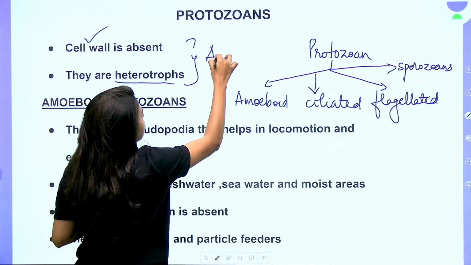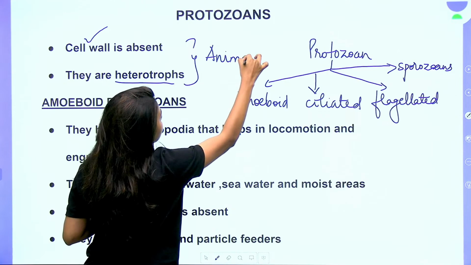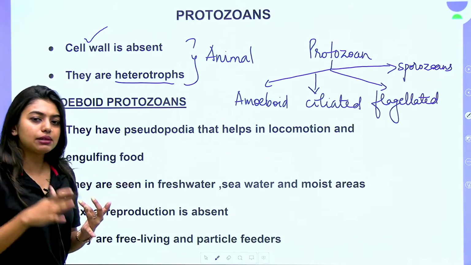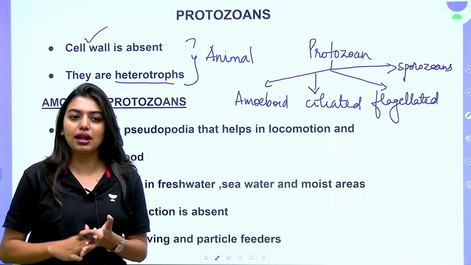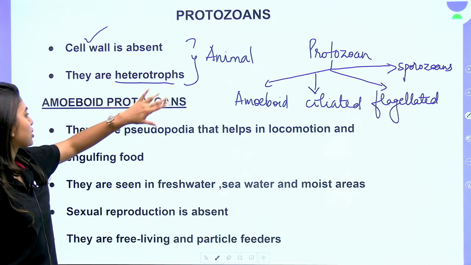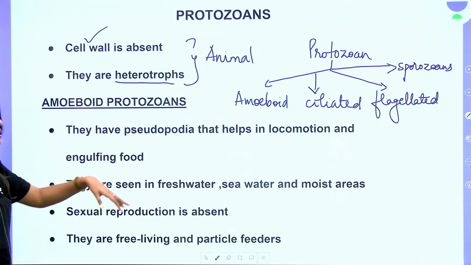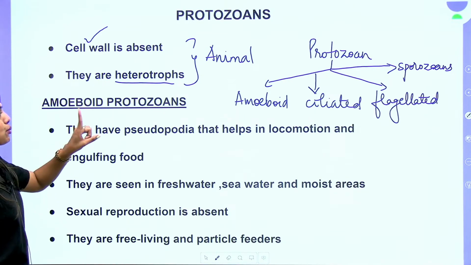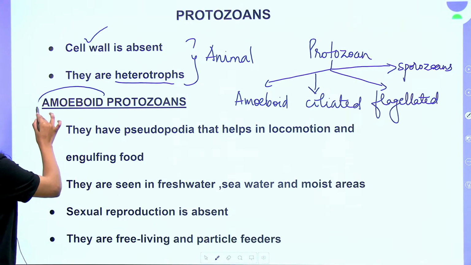That is why we say that protista is a combination or a link between animals, plants and fungi. So, cell wall is absent, and these two characteristics are mainly shown in animals. Now, let's get into the first protozoan, amoeboid protozoan.